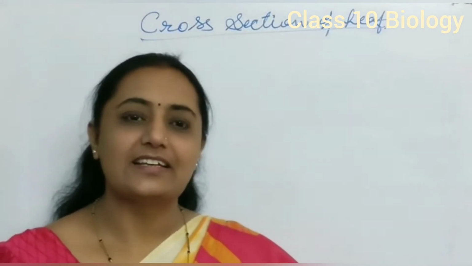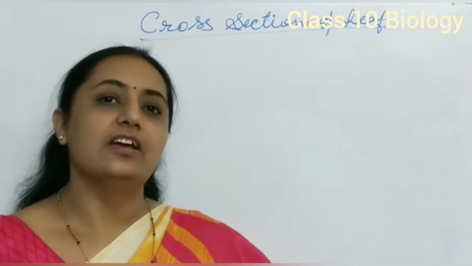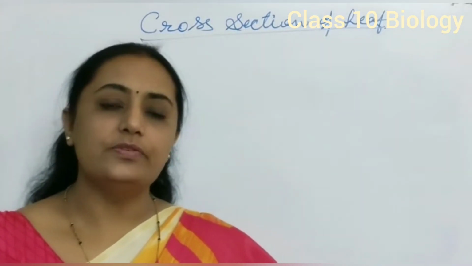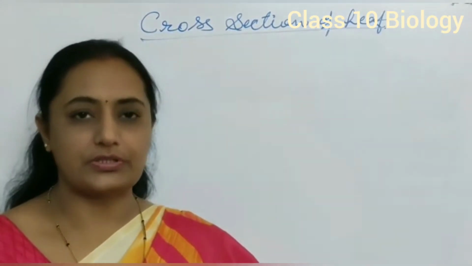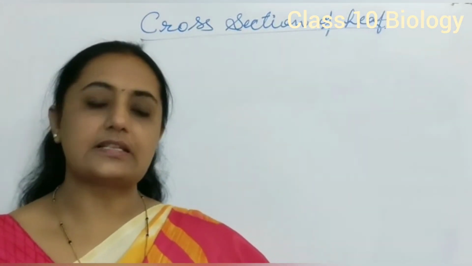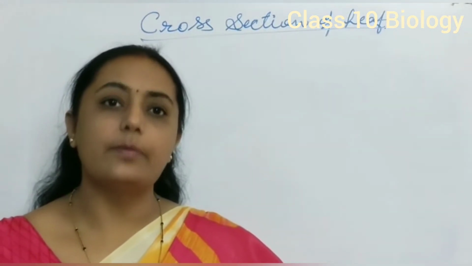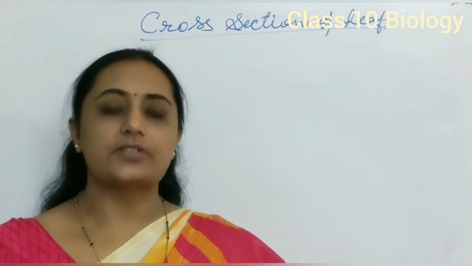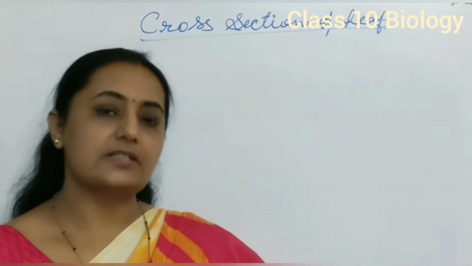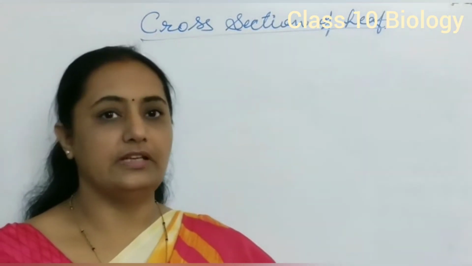Dear students, in the previous session we studied about autotrophic nutrition. Also we discussed the steps of photosynthesis. To study briefly the steps of photosynthesis, we need to study the structure of leaf, structure of stomata and structure of chloroplast. So first we start with the structure of leaf.